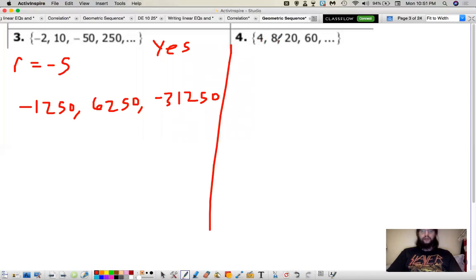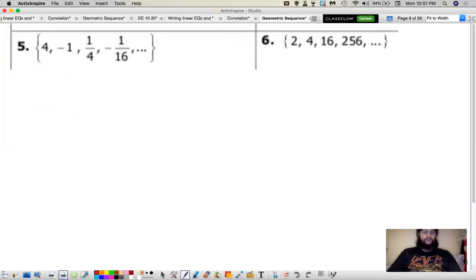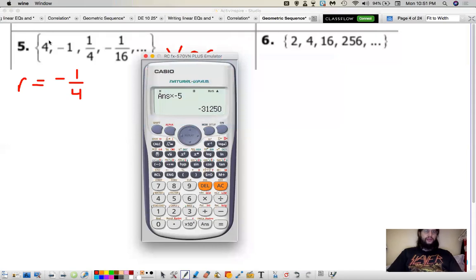Let's see, if I multiply that by 2, okay, this is not. 4 times 2 is 8, 8 times 2 is not 20, so that's a no right off the bat. Let's see, that's a fourth, that's a fourth, that's a fourth, and it's negative, yes. So cool, this is also geometric. R is -1/4. So dividing by 4 each time or multiplying by -1/4, whichever way you want to look at it. This is going to be powers of 4, but I don't know after 64.